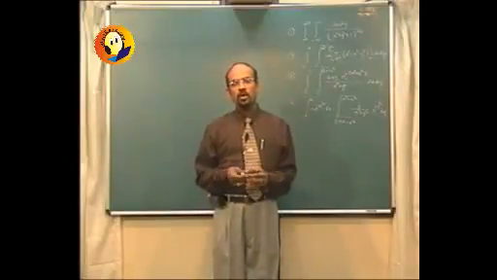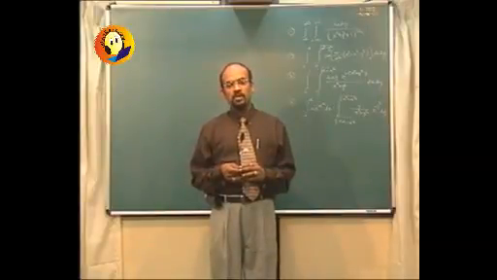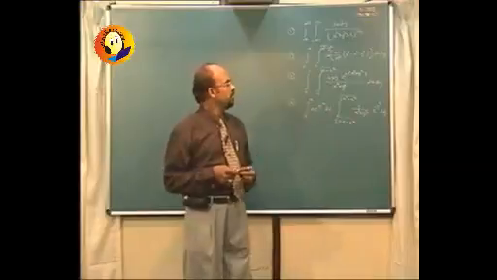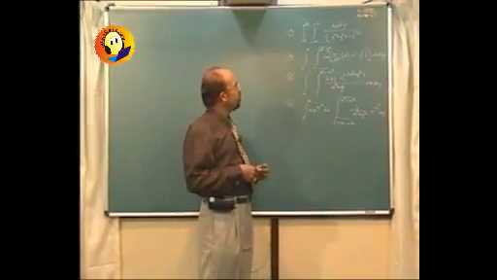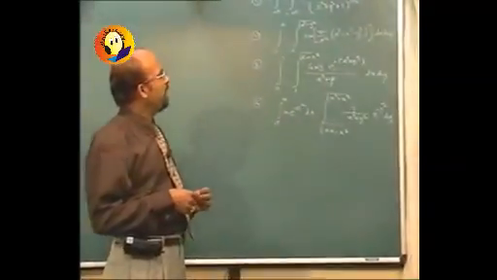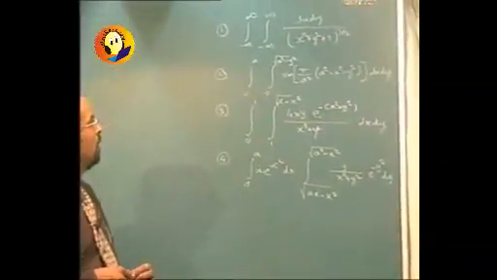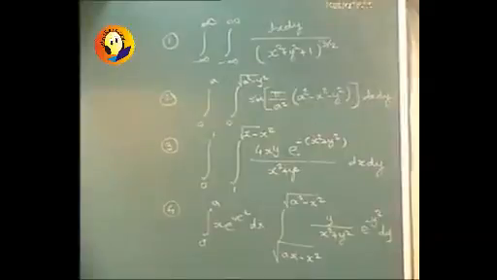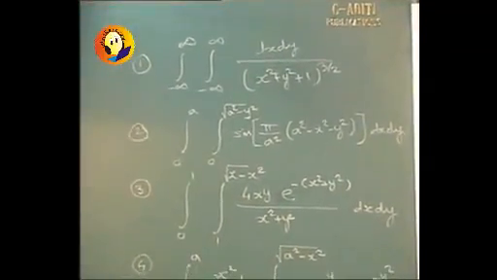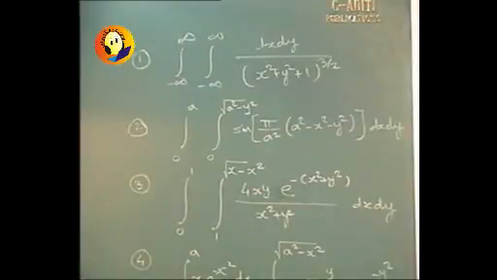So we have solved the first problem, which is talking about the radial strips, and now we have a set of 4 problems, and almost all of them are to be solved by taking the radial strips. The first problem is integral minus infinity to infinity, integral minus infinity to infinity, that is both the inner and outer limits are same, dx dy upon (x square plus y square plus 1) raised to 3 by 2.